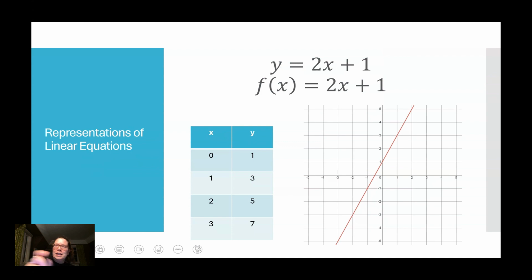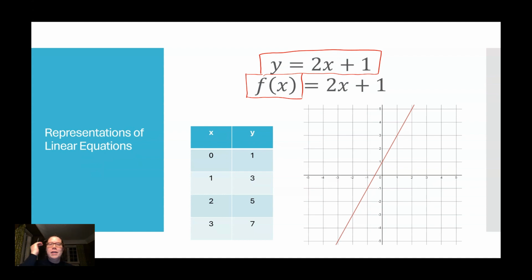So if we had the linear equation y equals 2x plus 1, and just as a side note, you will also see function notation used. You'll see f of x. That's how we read that, f of x. That is just a different way of writing y.